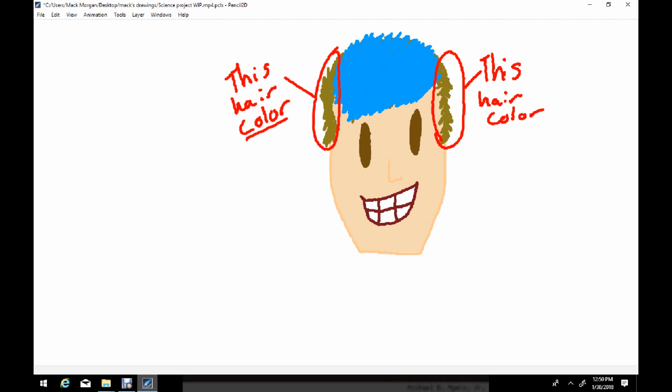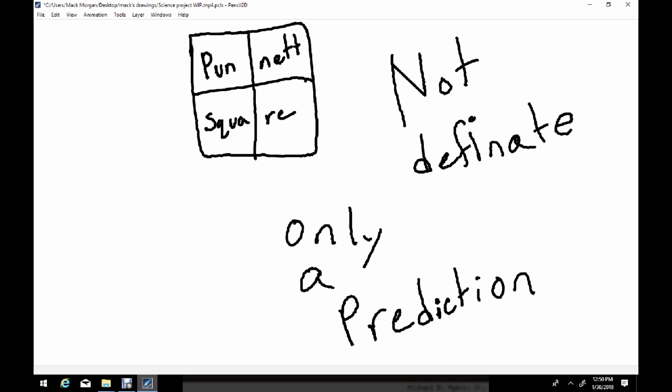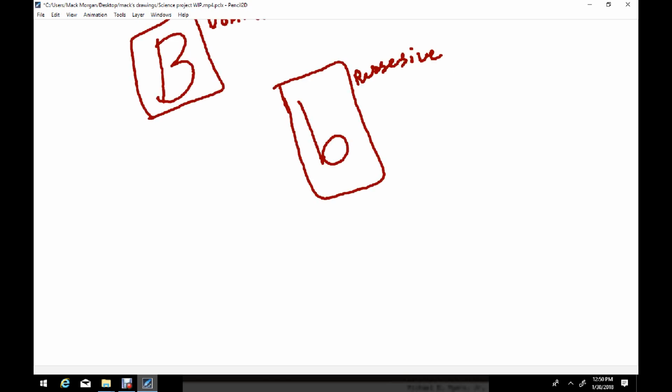One example of an allele is Mac's hair color. She has an allele of having dirty blonde hair from one of her parents. But Punnett Squares only give a prediction of what two animals' or people's offspring will look like. In order to show this, though, you need to have dominant and or recessive genes.